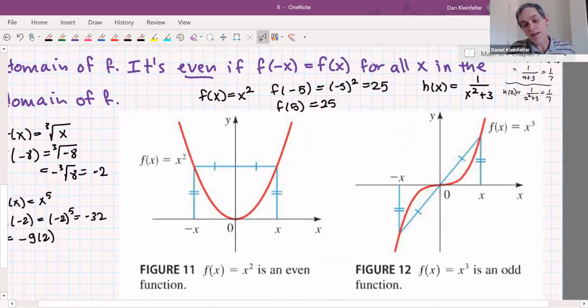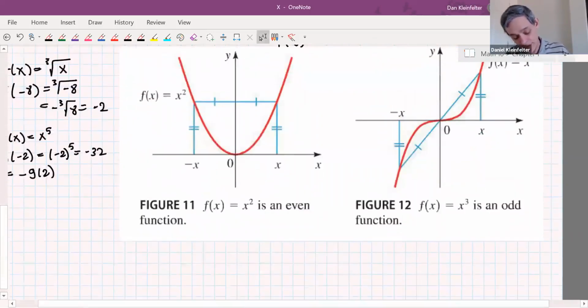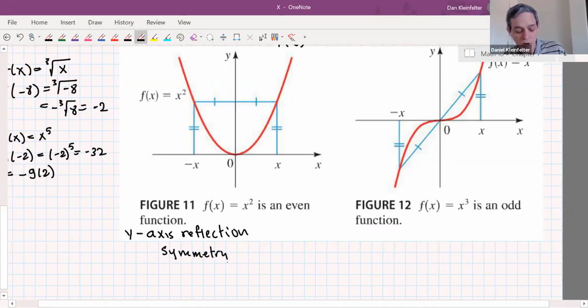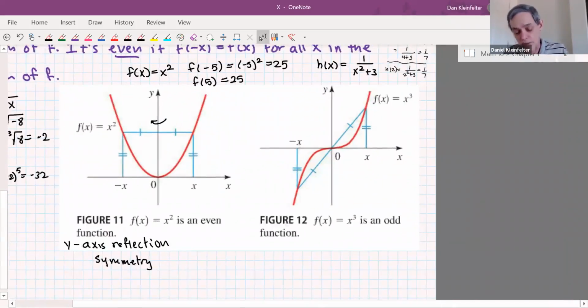One interesting thing about even and odd functions is how their graphs look. For a function that is even, like the x squared graph, it has a y-axis reflection symmetry. What that means is, if you were to fold the graph across the y-axis, like pictured on your paper, the two halves would exactly line up with one another. For an odd function, it has a 180-degree rotational symmetry, kind of like a fan blade, okay?